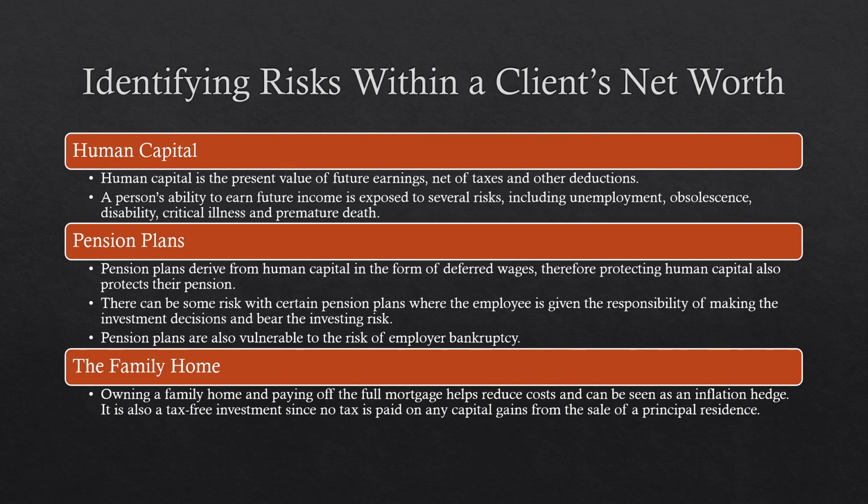So next, we'll look at identifying risks within a client's net worth. So you have the human capital risk. It is the present value of future earnings, net of taxes and other deductions. So a person's ability to earn a future income is exposed to several risks, including unemployment, obsolescence of the job, disability, critical illness, and premature death. So sometimes you might buy disability insurance policies or just life insurance policies to cover some of those risks.